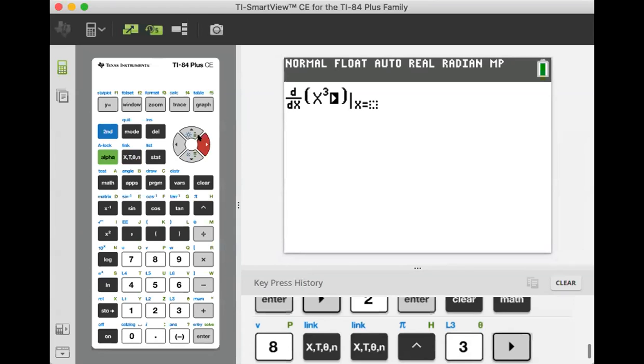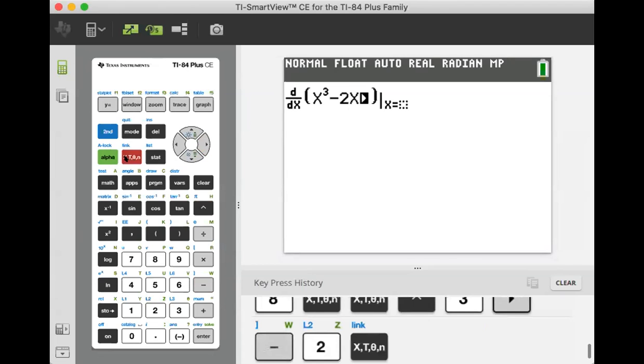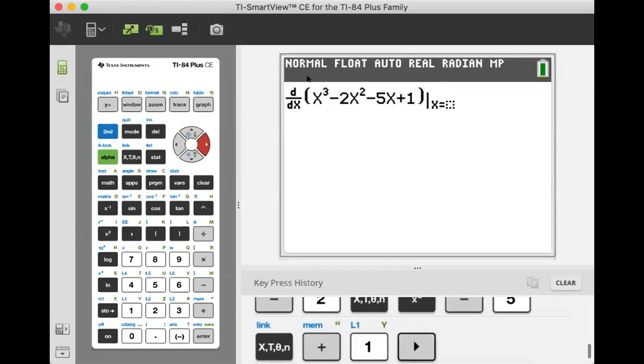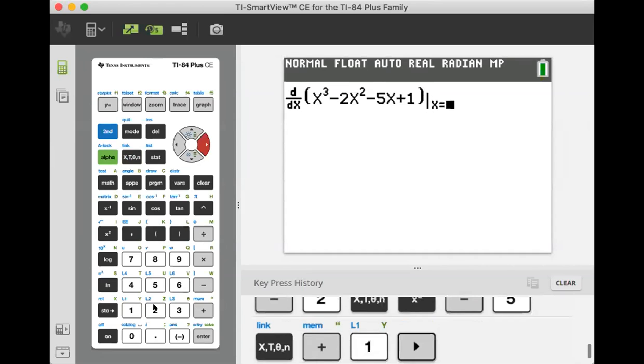Let's see, x cubed minus 2x squared, and then minus 5x, and then we got a plus 1. Okay, so I'm going to take the derivative with respect to x. My equation goes here inside the parentheses. And here, this is where the point at which I'm evaluating it at, which in this case is 2. And then I hit enter.